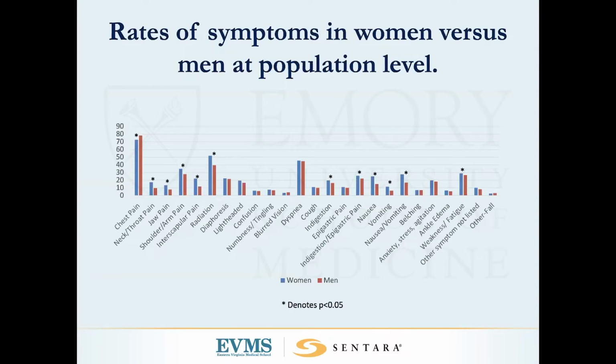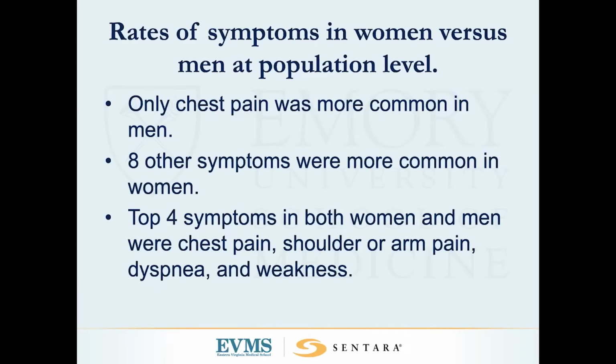This is a little bit busy, but it shows the rates of symptoms in women versus men at the population level. And at the population level in this study, men did have chest pain statistically significantly more often than women. But there were a number of other symptoms that were reported more commonly in women. I'll just summarize this in the next slide. Only chest pain was more common in men, but there were 8 other symptoms that were more common in women. All of the radiations, nausea, vomiting, indigestion, diaphoresis, they were all more common in women.